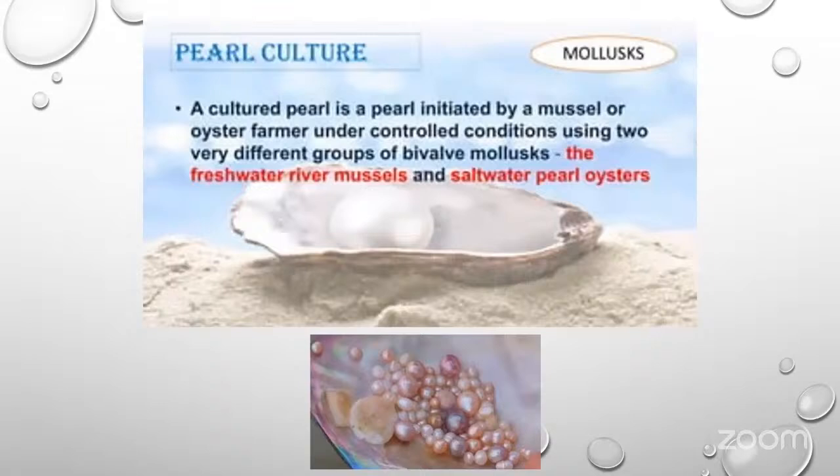Now we have seen all the systems of this lamellidan species. Now let us get into pearl culture. A cultured pearl is a pearl initiated by a mussel or an oyster farmer under controlled conditions using two very different groups of bivalve mollusks, the freshwater river mussels and saltwater pearl oysters.